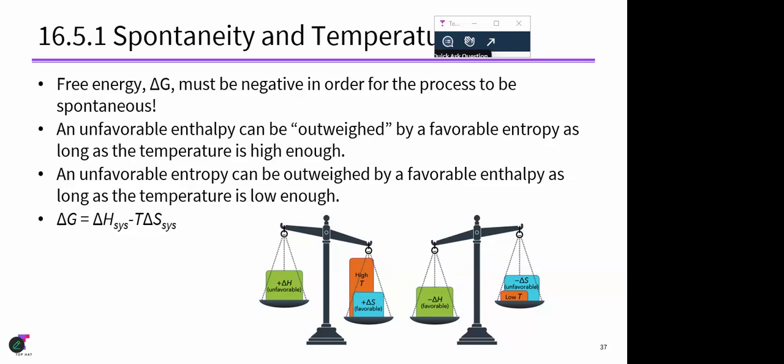For example, ice melting at room temperature is an endothermic process. Heat has to go into the ice cubes. And yet it happens without interference at room temperature. Why is that the case? That doesn't make any sense from an energy standpoint.